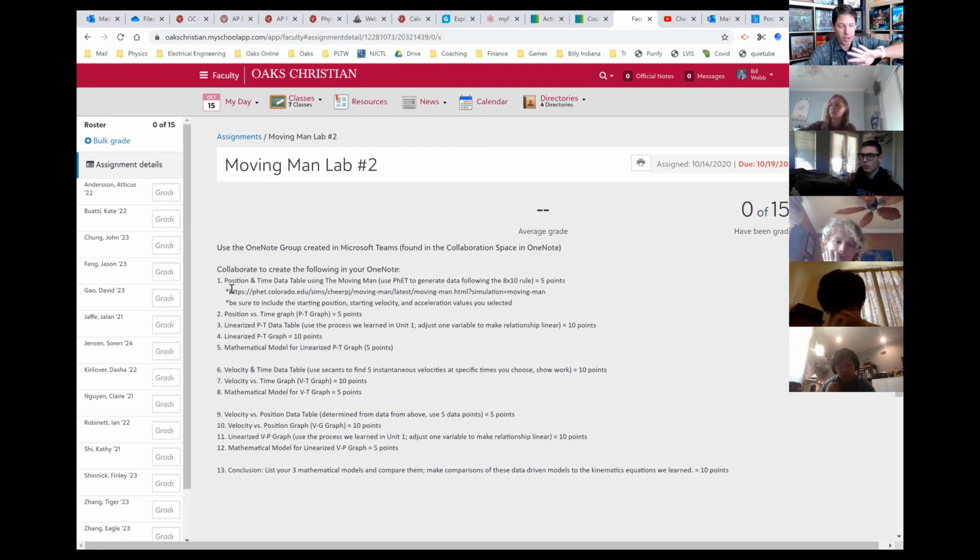You will probably still want to move the man all the way back to the other end. And you will want to decide, do we want to start him at 0 velocity just to make it easy, or do you want to start him at some other velocity? That's what you'll have to decide in your group. And like I said, you need to give him some acceleration. Once you've collected the data and you see that it satisfies the 8x10 rule, then you're going to make a position time graph from it.